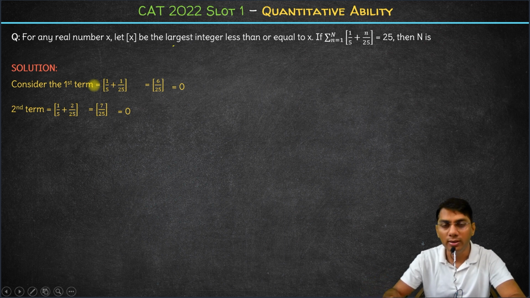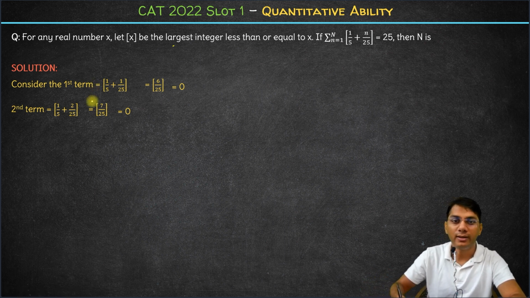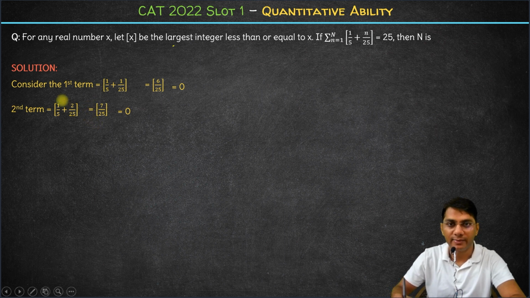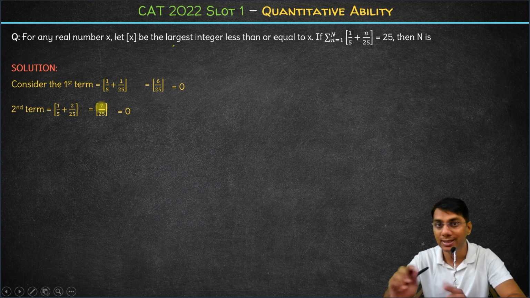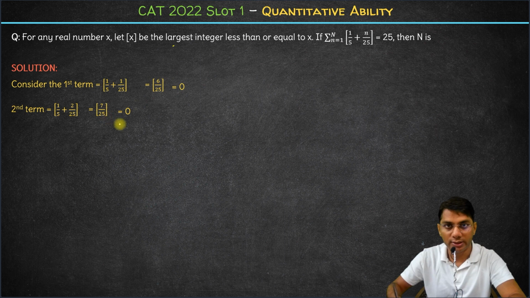This will go on till you get a 1 inside the bracket. See, the value is increasing. You have 6 by 25, then 7 by 25. Slowly you'll have 20 by 25, then 21 by 25, 22 by 25, 23 by 25, 24 by 25. Even 24 by 25 will be a number between 0 and 1, so it will be 0 point something. So the square bracket of 24 by 25 will again be 0 by the same logic.